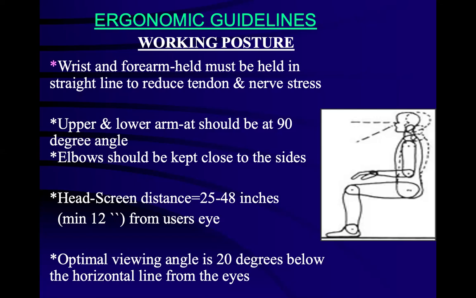Then we're also saying that when you sit, your upper and your lower arm should be at a right angle, so that your elbow is kept close to your sides, with a screen distance of between 25 to 48 inches. So you can have an optimal viewing angle, which is 20 degrees below the horizontal line. And these are agreed upon so that you can have an effective working posture. And this effective working posture will assist you to work effectively.